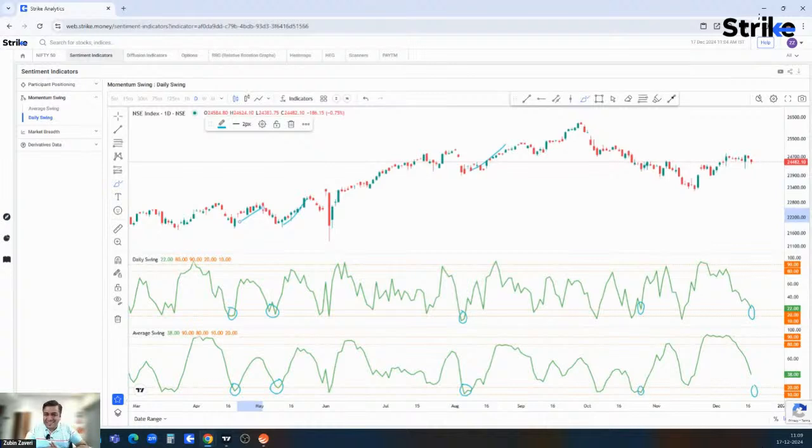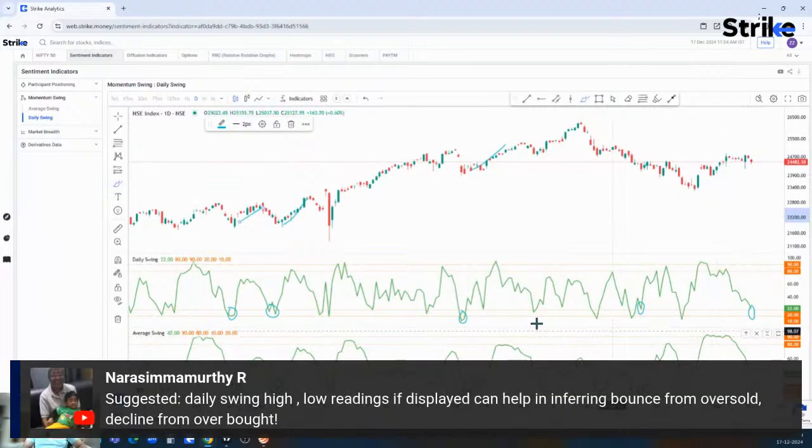Okay. Mr. Narasimha Murthy ji is asking, daily swing high low readings if displayed can help in referring bounce from oversold. So we are using this particular indicator daily and average swing. I hope Narasimha Murthy ji you understood what is the use of this indicator over here.